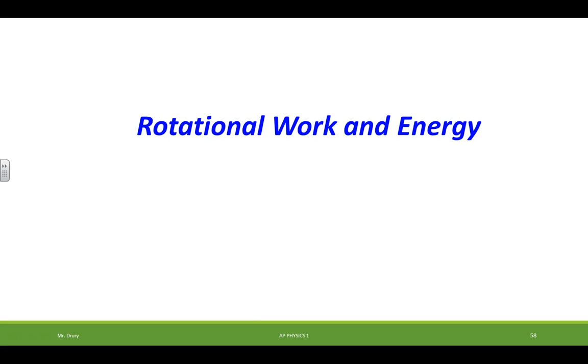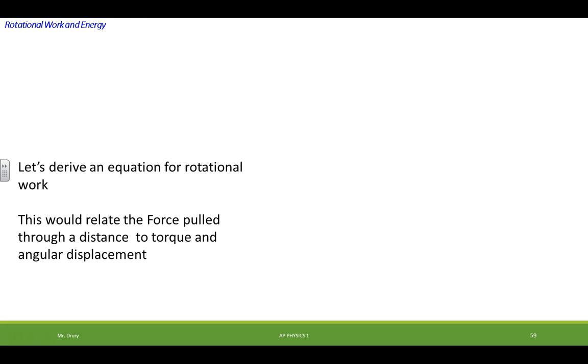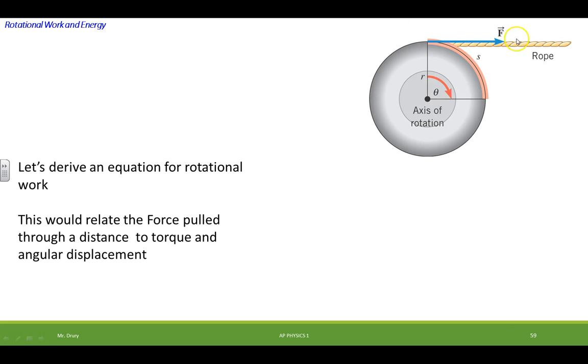Today I'd like to talk about rotational work and energy. The first thing I'd like to do is derive an equation for rotational work. We know that work is force through a distance. I would like to try to relate that to a torque through an angular displacement.